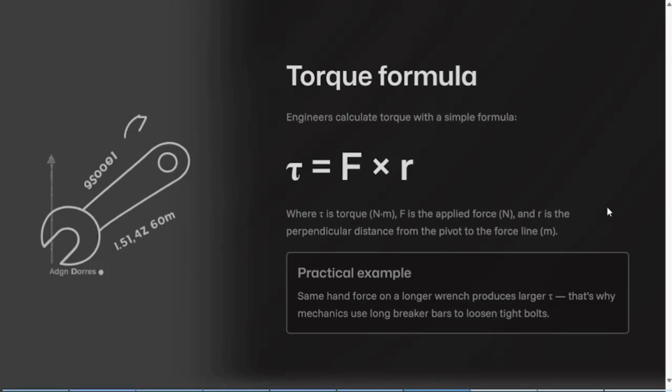To calculate torque, engineers use a simple equation: τ = F × r. In this equation, tau represents torque, F represents the applied force, and r represents the perpendicular distance from the pivot point. This formula shows why longer tools are often more effective. If the force stays the same but the distance increases, the torque increases as well. This is why mechanics often use longer breaker bars to loosen tight bolts that would be difficult to remove with a short wrench.